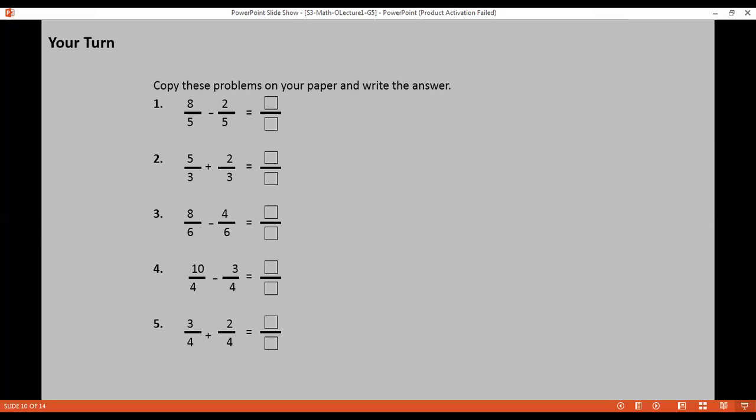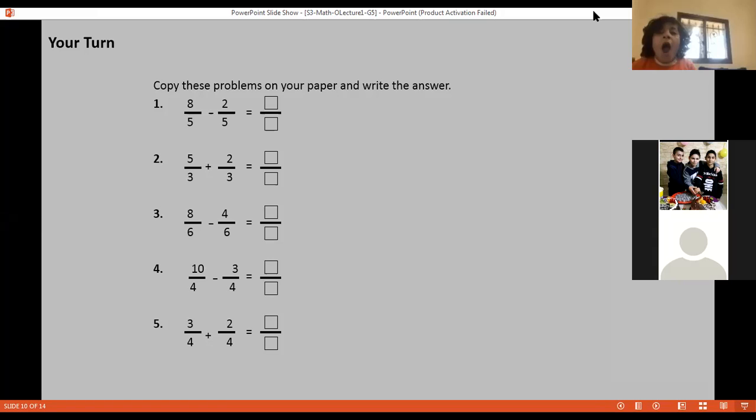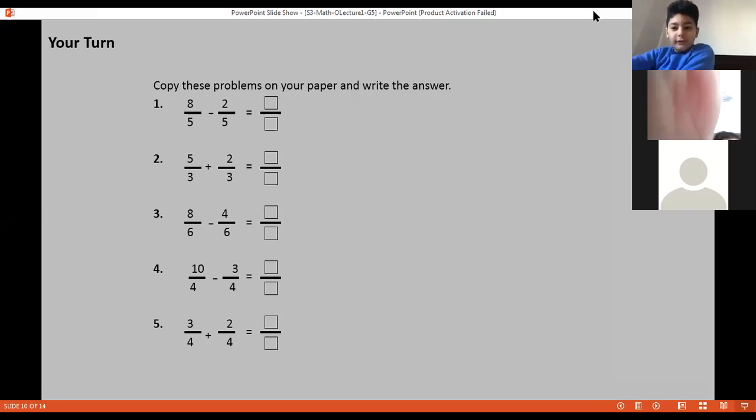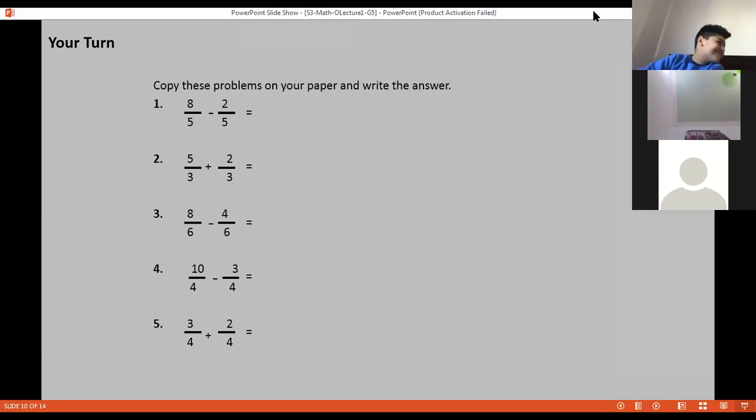We have 8 over 5 minus 2 over 5. Asim, do we have the same denominator? Yes. Then what do we do with the denominator? Copy it as it is. What about the numerator, 8 and 2? We don't copy them. We subtract them, right? Yes. What's 8 minus 2? 6. So it's 6 over 5, right?